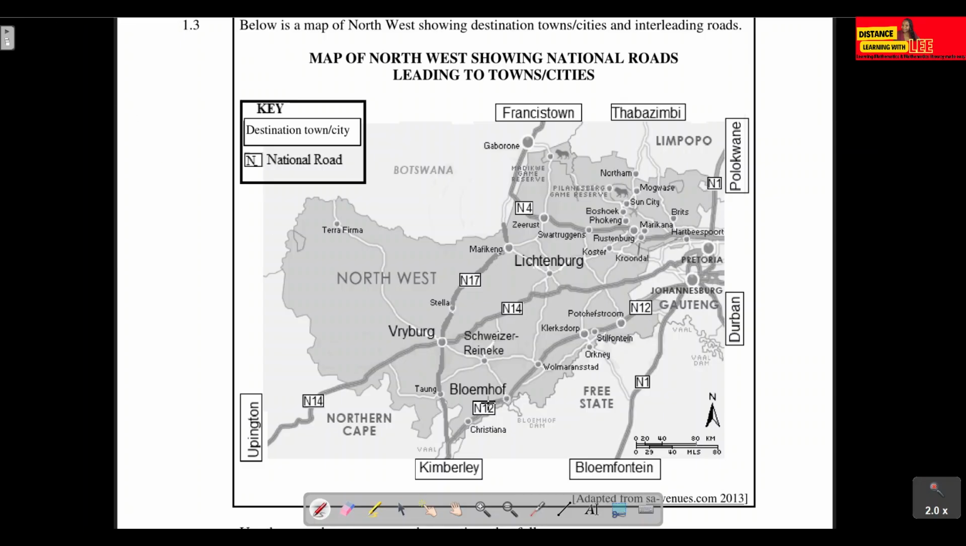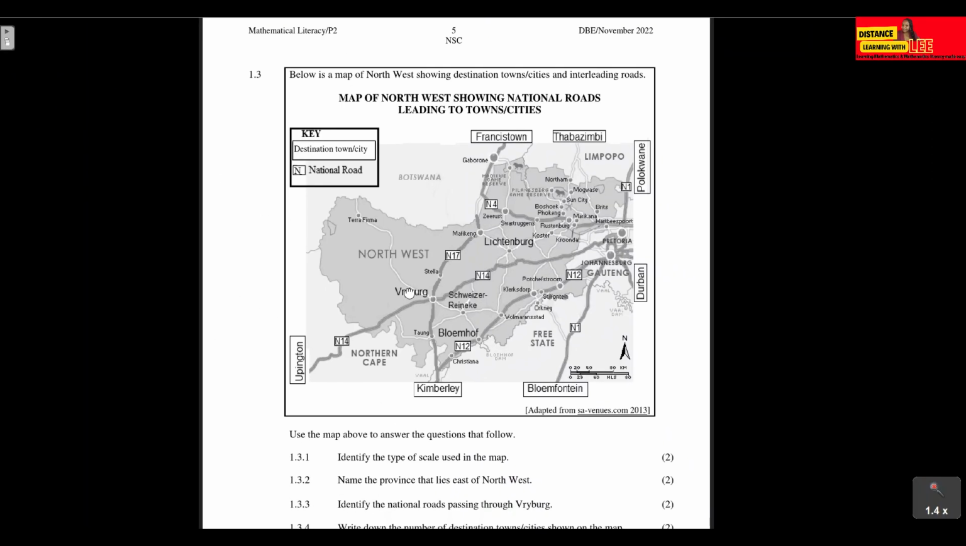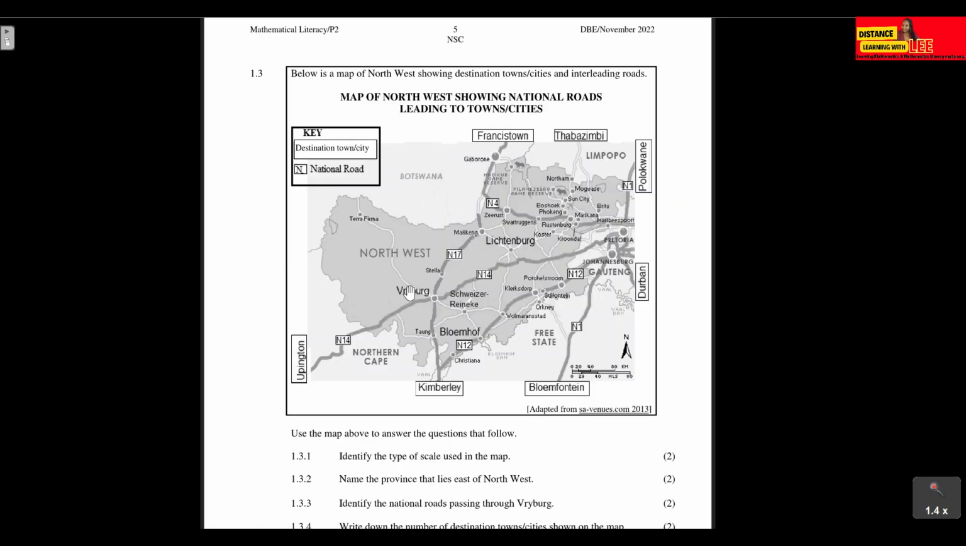Question 1.3, guys, we're going to be analyzing this map of the Northwest that is given to us. This map basically shows the national roads leading to towns as well as towns or cities. What do I mean by this? Let's have a look. It says that question 1.3 below is a map of the Northwest showing destination towns or cities and interleading roads. So it's a map of the Northwest showing national roads leading to towns or cities.